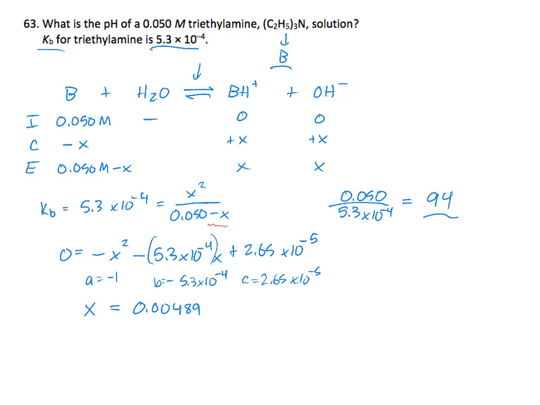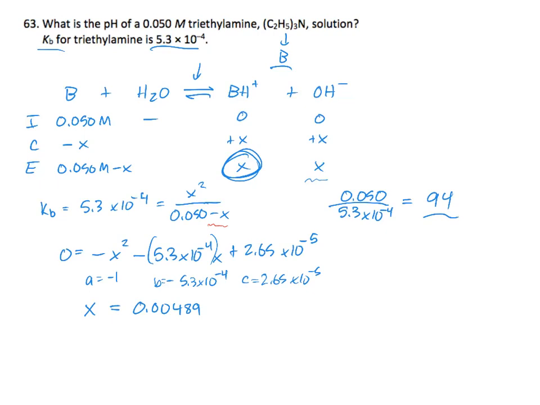only one of them will make sense. For example, often the other root is a negative number, which doesn't make any sense because you can't have a concentration of something as a negative value. So pick the one that makes sense. X is equal to our concentration of hydroxide at equilibrium.